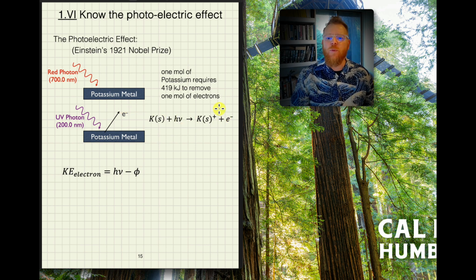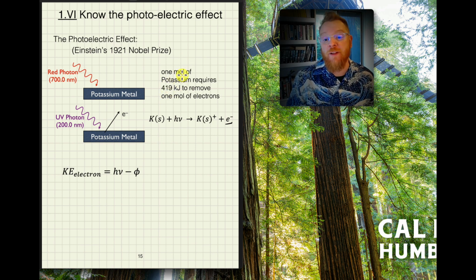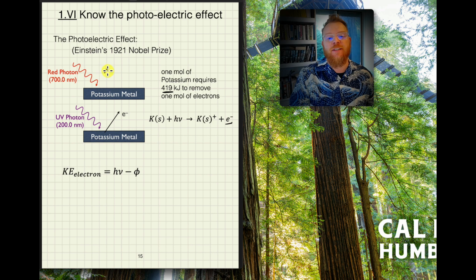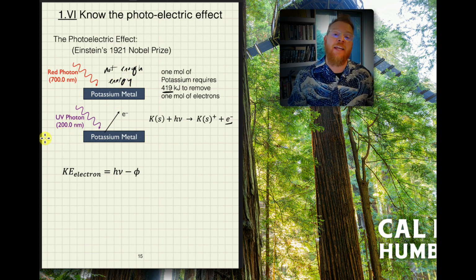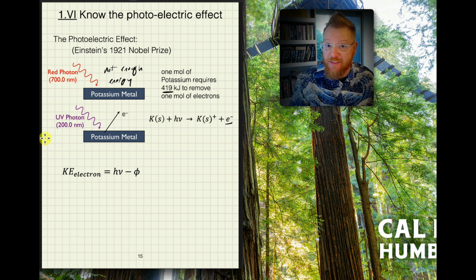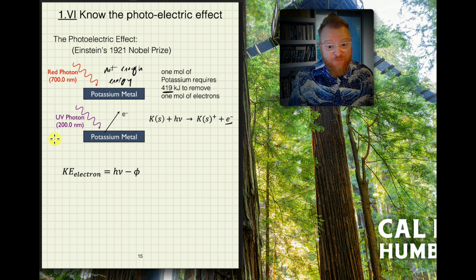So we can write a chemical reaction that describes that. Potassium solid plus h nu, right, light, makes our K plus ion and our ejected electron. So why does the 700 nanometer photon not do it, but the 200 nanometer photon does? Well, that's because 1 mole of potassium requires 419 kilojoules to remove 1 mole of electrons. If we work backwards with that number, we would find that the 700 nanometers is not enough energy to induce ionization, so nothing happens. As it turns out, the 200 nanometer photon contains more than enough energy to not only ionize the electron, but to also give that electron some additional kinetic energy.